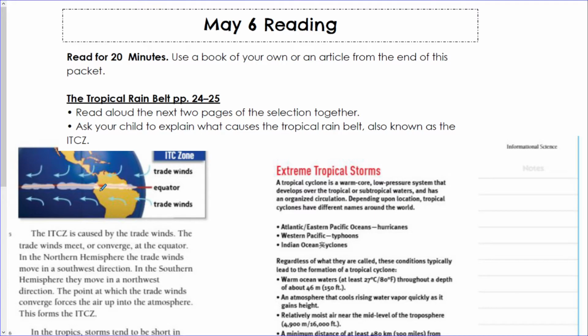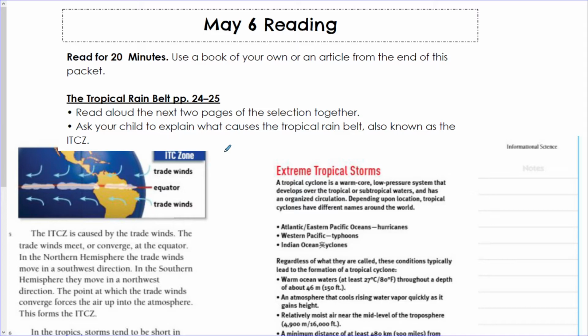So again, read for 20 minutes on your own, and then we're going to take a look at this next passage. It's the next 2 pages of the selection, The Tropical Rain Belt. Today, you're going to explain what causes the tropical rain belt. So why is that belt there?